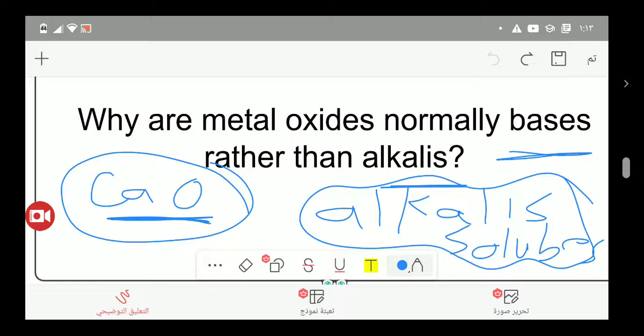Normally found as solids. So bases and alkalis are the same, but bases are normally insoluble, like metal oxides, and alkalis are soluble bases. The result of dissolving bases is alkalis.